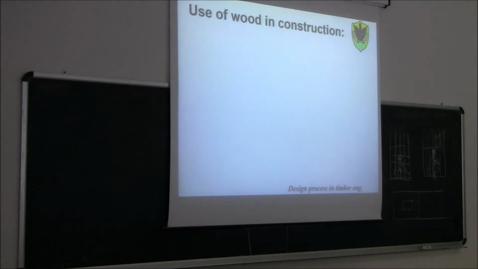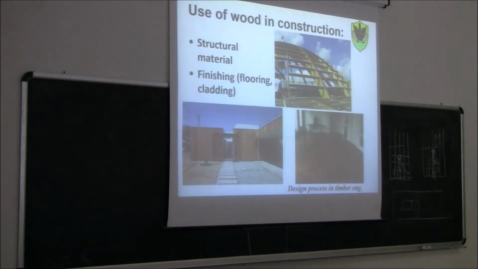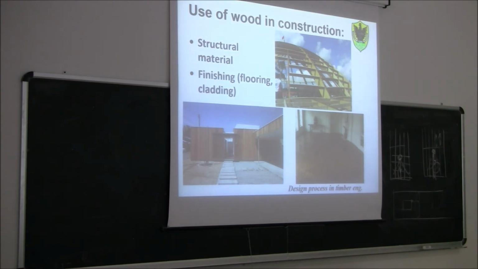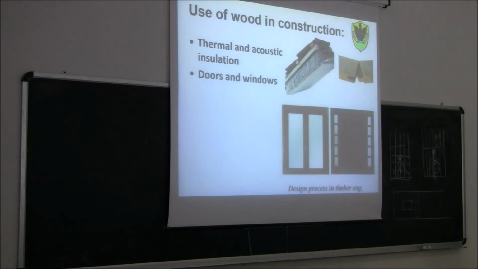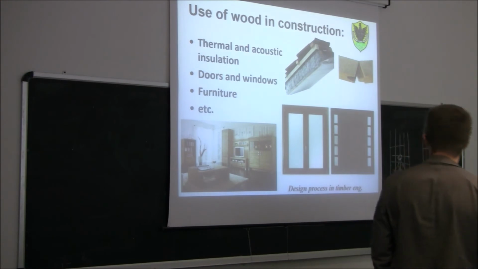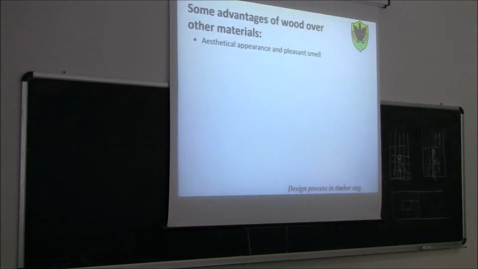So we start as usual from very basics, use of wood in construction. Wood, of course, is used in construction with different applications. We have it as a structural material, and this is the application that we are most interested in this course. But it can also be used for finishing. You see here cladding, flooring, thermal and acoustic insulation. We have some wood-based panels used for thermal and acoustic insulation, doors and windows, furniture, and so on. So there are lots of applications of wood in construction. Of course, we are interested in the use of wood as a structural material in this course.